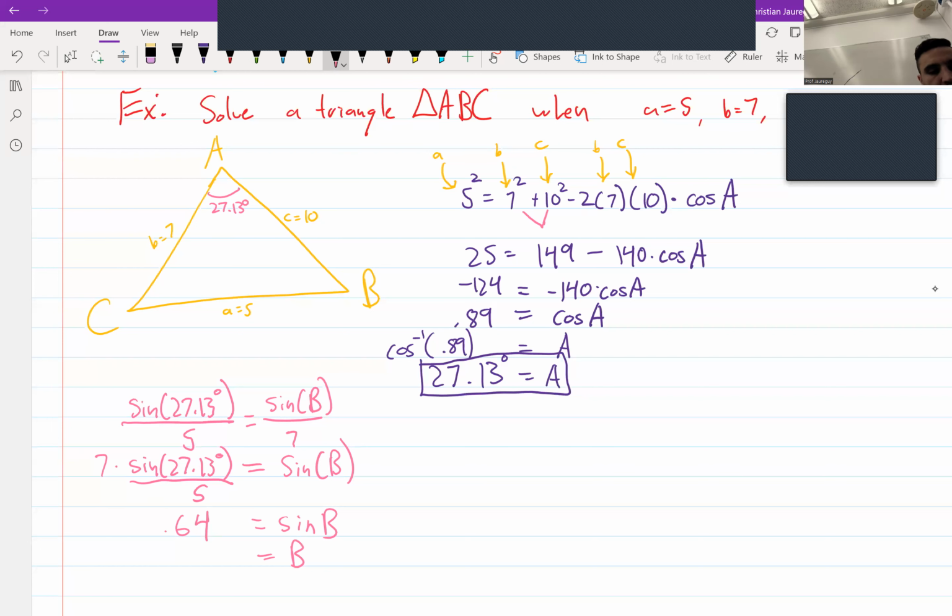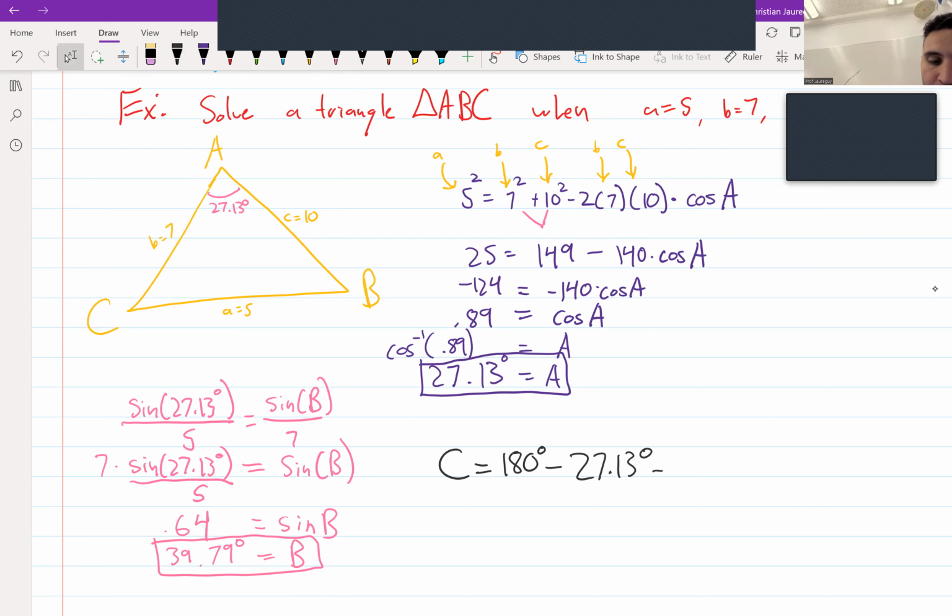B now equals 39.79 degrees. And then last but not least, we need to figure out our last angle, 180 degrees minus 27.13 degrees minus 39.79 degrees, which equals 113.08 degrees.